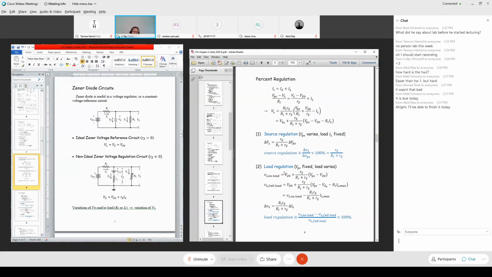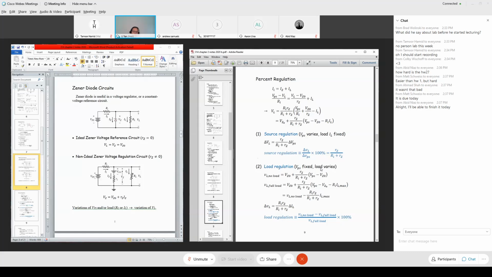There's a second way to characterize or measure how good the regulation is. It's called load regulation. In load regulation, we assume the input source voltage doesn't change; it's fixed.